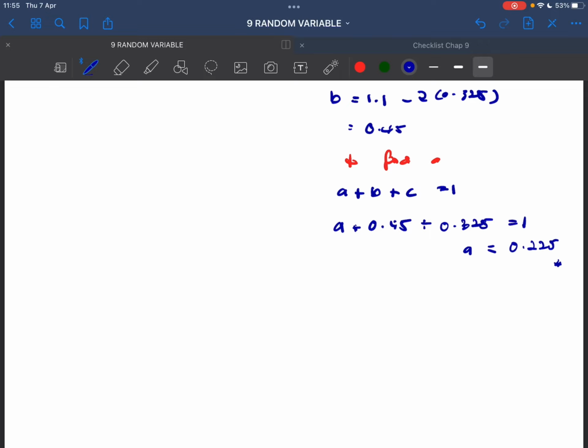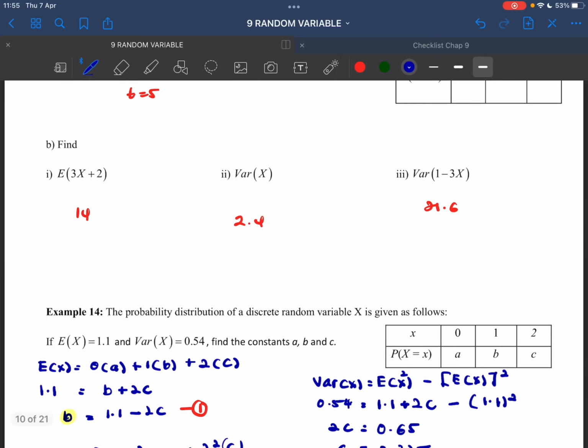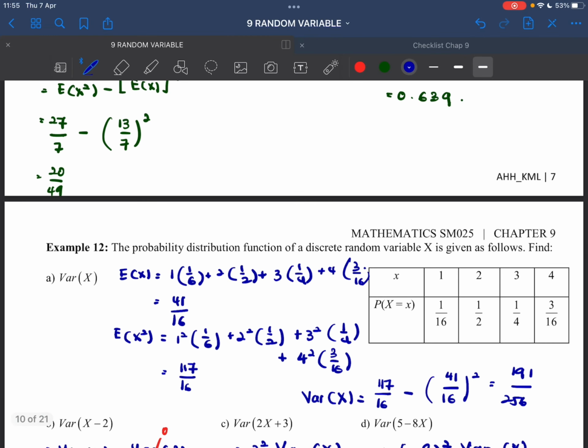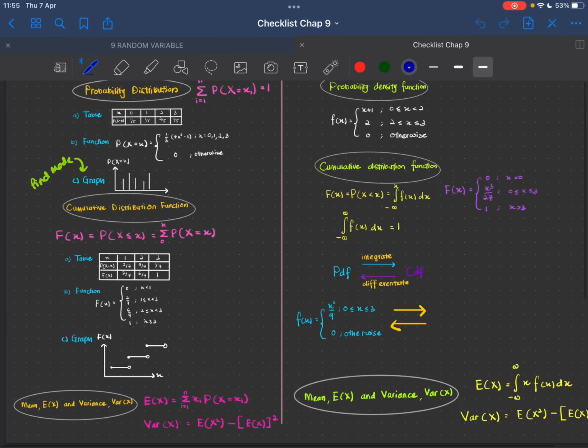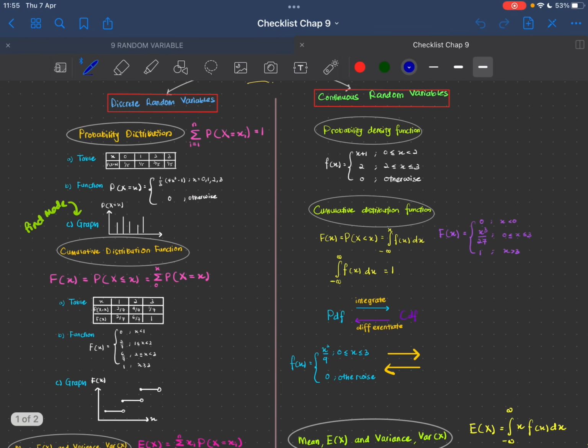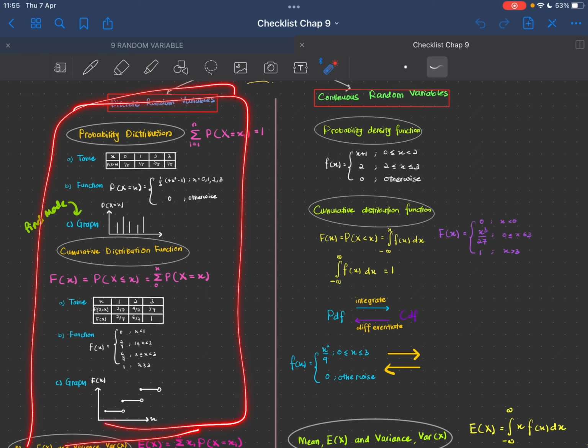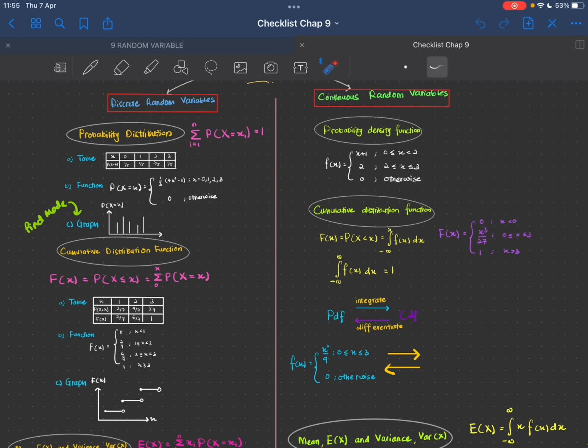Okay, so that's it for variance and expectation for the discrete random variable probability distribution function. So this part is already covered, and then we are going to continue with continuous random variables, but make sure you master this part first.